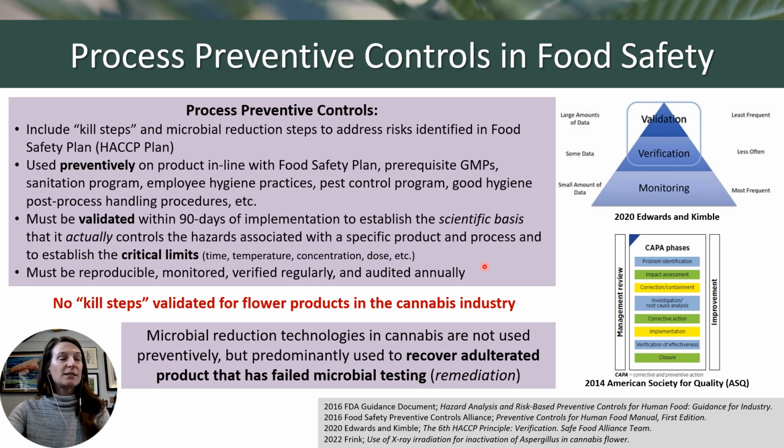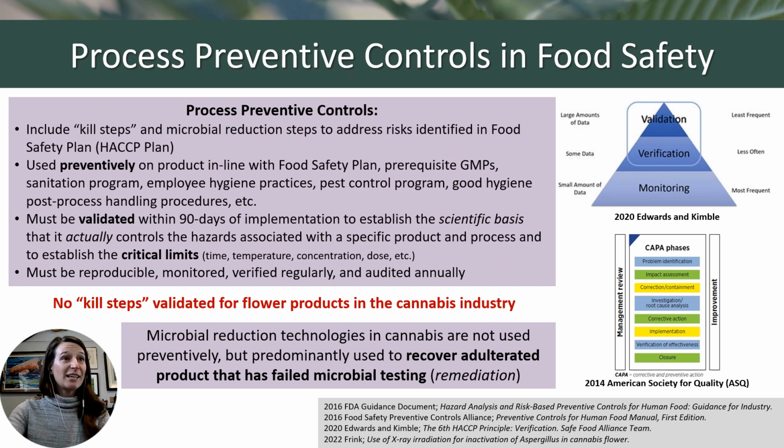And in cannabis, there's no such thing as a cannabis kill step. There's been no validation for flower products in the cannabis industry. And a kill step in the food world has a very, very specific meaning. A kill step must get a 5 log reduction in most food products to be called a kill step. If it gets less than a 5 log reduction, which I'll talk about in a second, it's called a microbial reduction step.